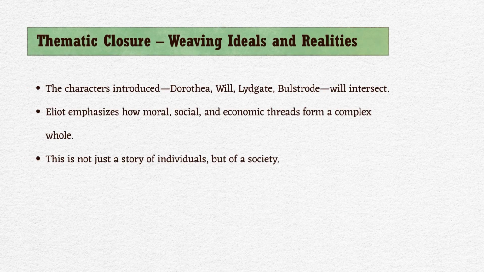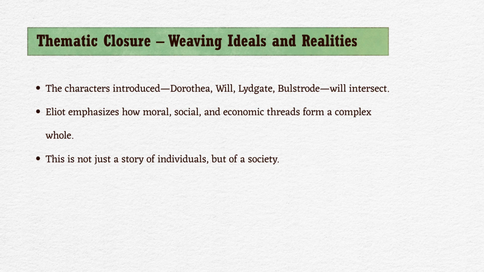Why has Eliot brought all these characters together at this point in the story? Because Middlemarch is not merely a collection of individual tales. It is a novel about interconnected lives, about how people's ambitions, dreams, failures, and compromises form a dense social fabric. Dorothea's spiritual yearnings, Will's political marginality, Lydgate's scientific hopes, Bulstrode's hidden guilt, all these strands are enmeshed in a web of forces that both enable and constrain them.